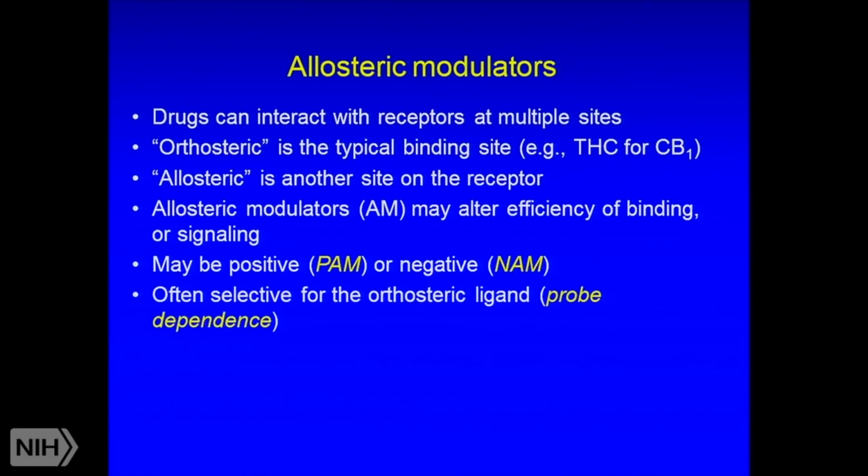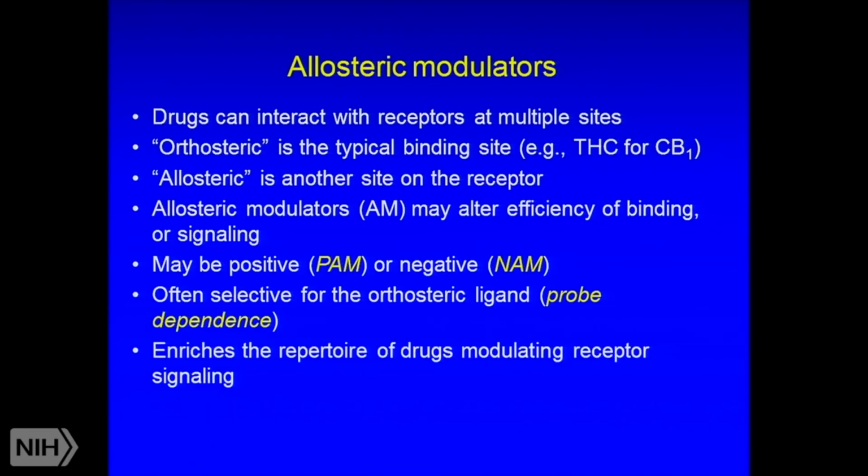And to make it even more complicated, they're often selective for the orthosteric ligand, a phenomenon we call probe dependence. So you may have an allosteric modulator for THC, but it's not an allosteric modulator for 2-AG. And of course, in the optimistic sense, this enriches the repertoire of drugs modulating receptor signaling. It also makes things a bit more confusing.